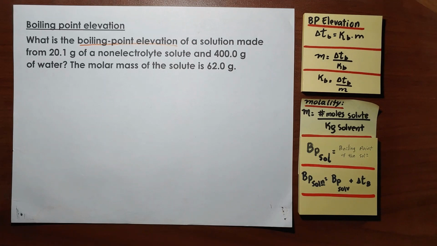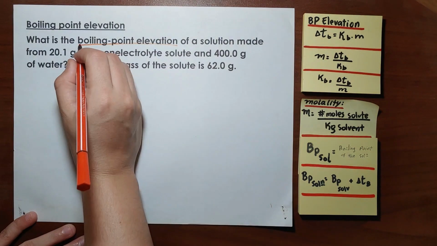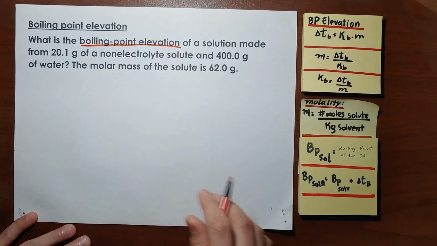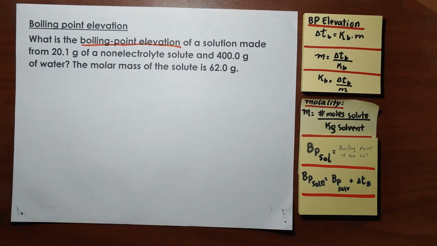Now take a look at this problem. It says, what is the boiling point elevation? I'm going to look for the boiling point elevation of a solution made of 20.1 grams of a non-electrolyte solute and 400 grams of water.